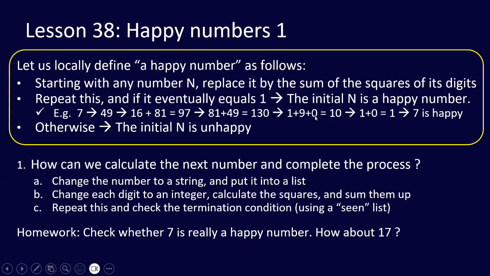For example, 7 is happy because the process goes down to 1 eventually. Otherwise, the initial n is unhappy. Otherwise, meaning that there occurs a loop without 1 in it. If there's a loop, you cannot go out of it forever, so it is determined to be unhappy. That is how we calculate the next number and complete the process. So let's go back to the code and check.